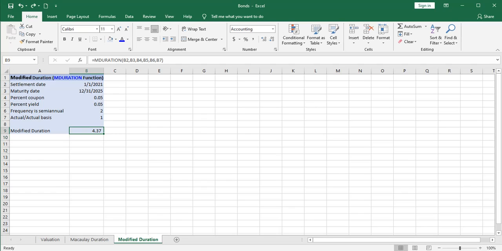So what does this 4.37 mean? Well, if prevailing interest rates were to go up by 1% or 100 basis points, you should expect the market value of this bond to drop by 4.37%. Likewise, if interest rates were to fall by 1%, you would expect an increase in the value of this bond by 4.37%. Let's see what happens when we change this to a 12-year bond.